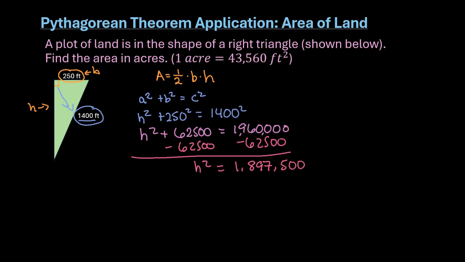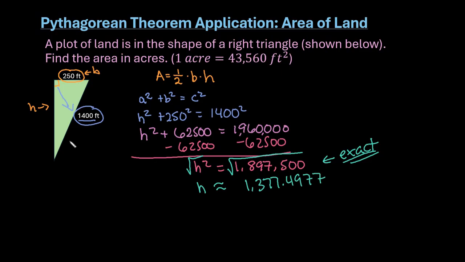1,897,500. When you're working with large numbers, you do want to make sure that you write them down correctly and that you check everything. So then when I take the square root of this, this would be considered the exact answer. Sometimes in your calculations, the final answer is going to be very different depending upon what your approximation is going to be. With this one, when I plug this into my calculator, I get approximately 1,377.4977, which is very close to 1,377.5. So I'm going to go ahead and keep one decimal place for this one.